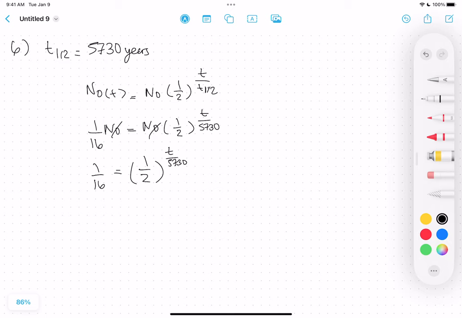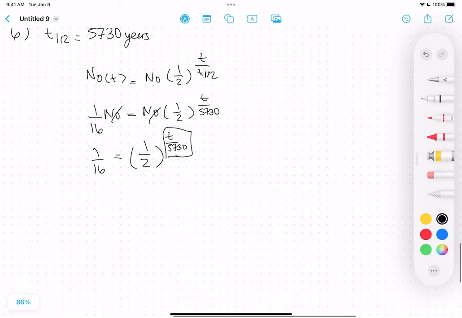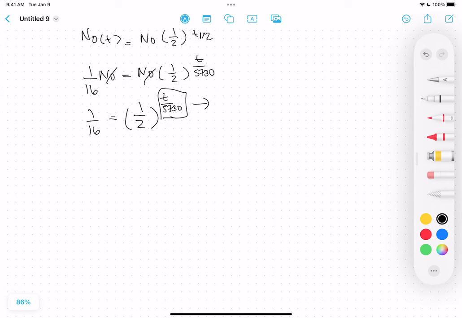So if you have 1 over 16, then 1 half raised to something, that something is the exponent that we're looking for. Whatever we raise 1 half to, we have to get 1 16th. So 2 times 2 times 2 times 2, 2 to the 4th is going to be 16. So we know then this exponent is going to be equal to 4. So t over 5,730 is equal to 4, and then we can just solve for t at that point. That'll give us the age of the fossil.